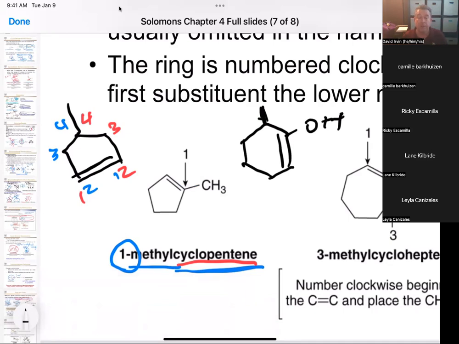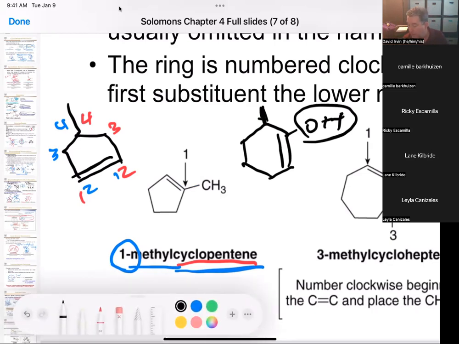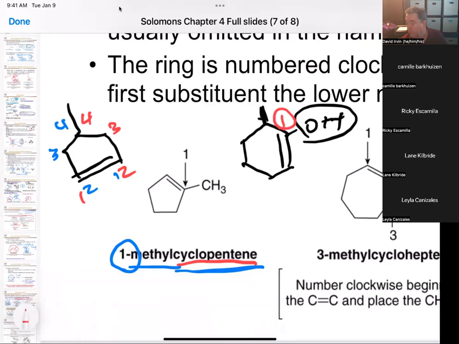Okay? Which means that this has to be our number 1 position, because the -ol is at the end of the system, right? So that means this is 1. But the carbon of the -ene has to be number 2. It has to be the next lowest number, so it has to be 2. Now, what that means is, as we number all the way around, our substituent is now on 6.